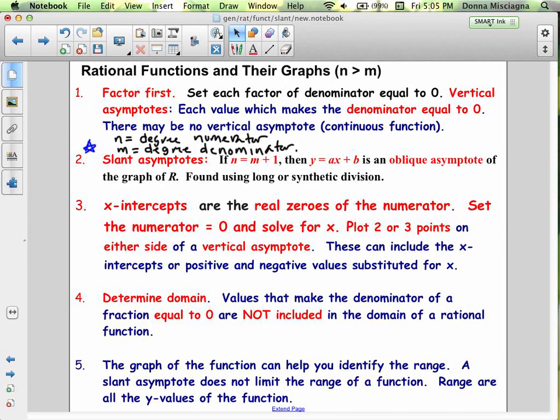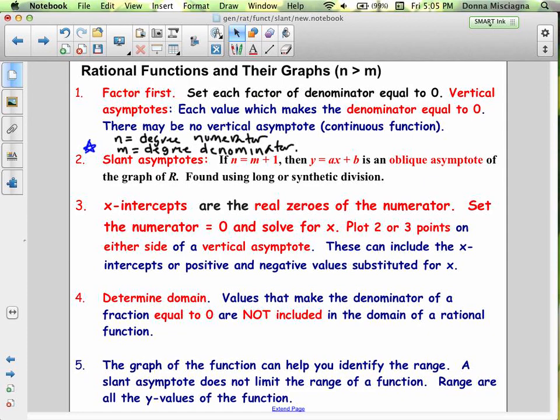Our x-intercepts are the real zeros of the numerator. So you're going to set your numerator equal to 0 and solve for x. Sometimes you have to factor. When we're graphing, we're going to plot 2 or 3 points on either side of a vertical asymptote. They can include x-intercepts or positive and negative values substituted for x, or the y-intercept.